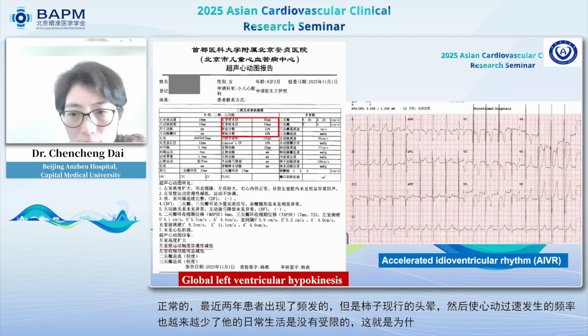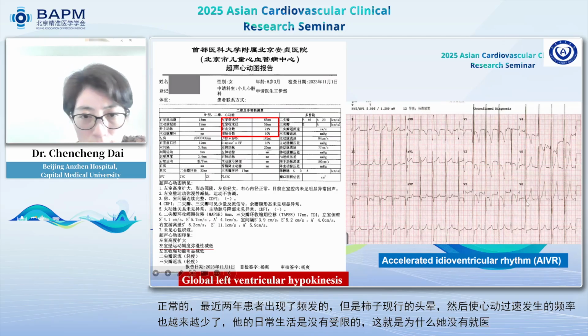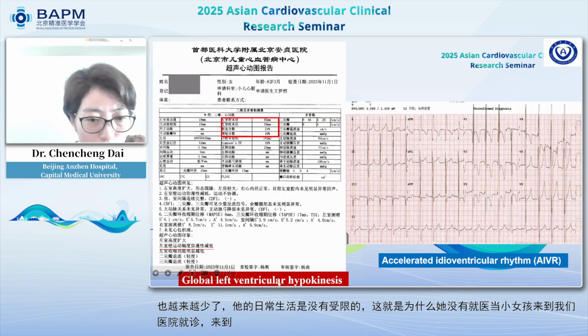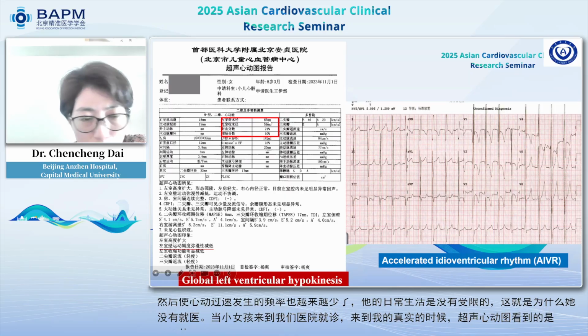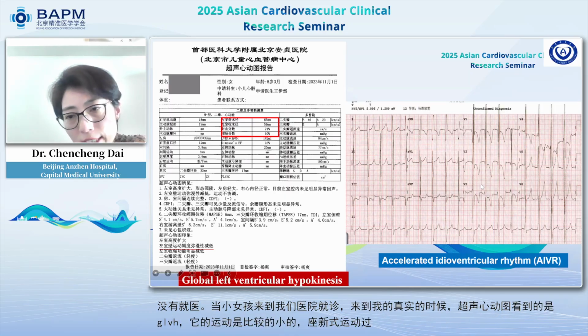When she came to our department, the echo shows global left ventricular hypokinesis. LVEF is just 21%, and LVEDD is 66 millimeters. This is the EKG.